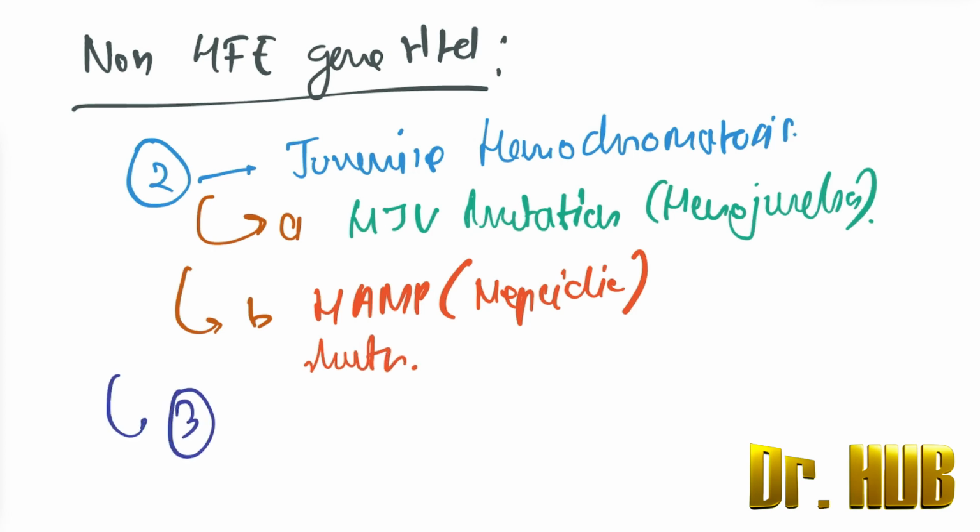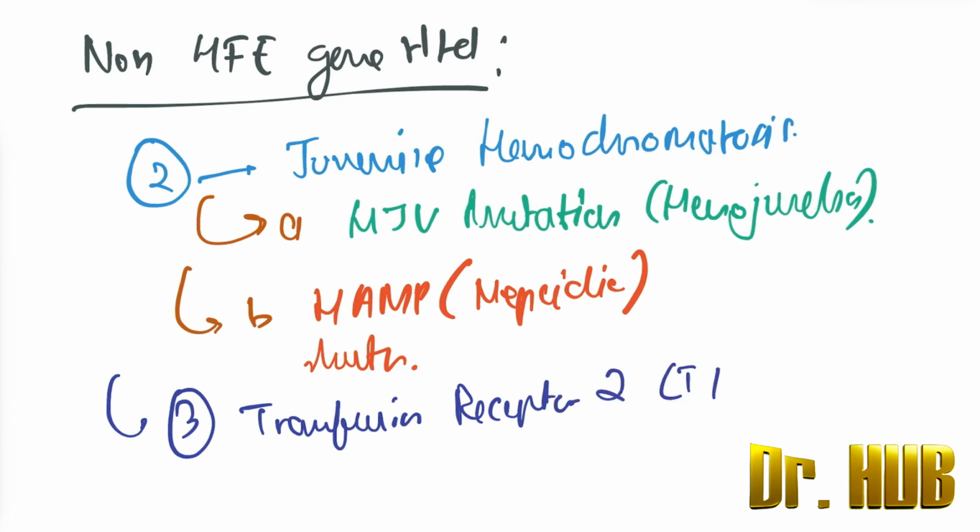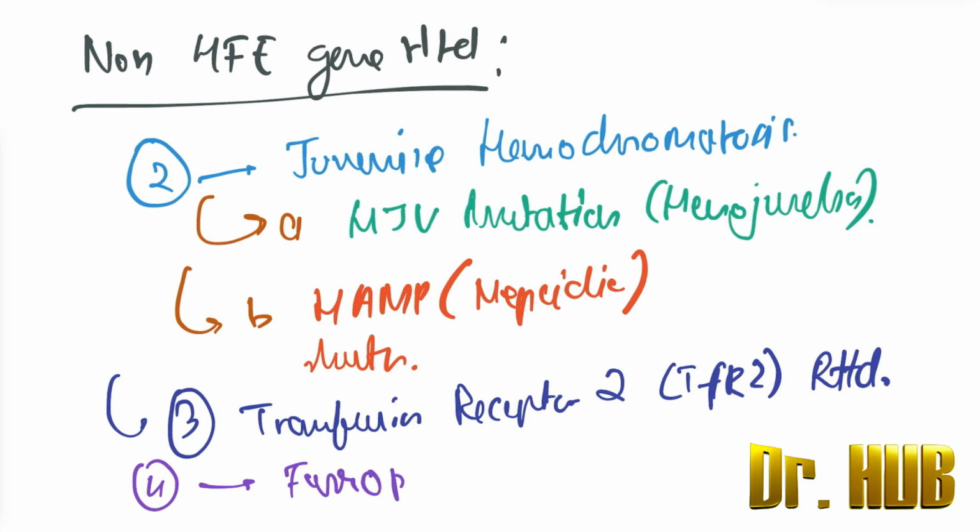Next we move on to type 3. Type 3 is the transferrin receptor 2, that is the TFR2 related. Then comes type 4. Type 4 is the ferroportin related HH.